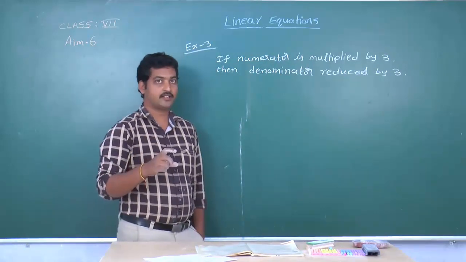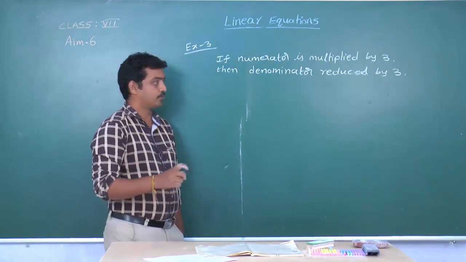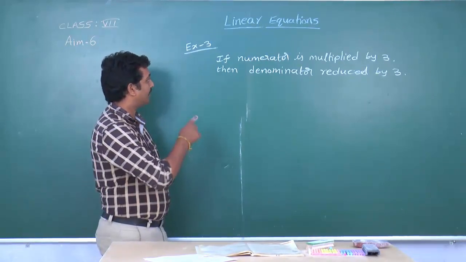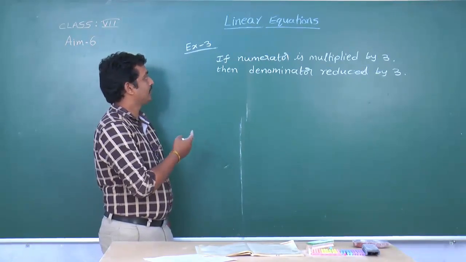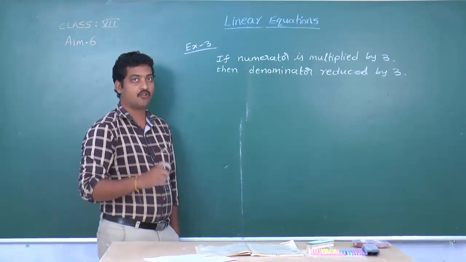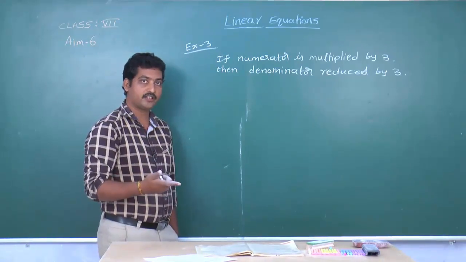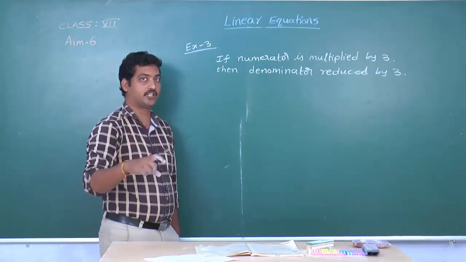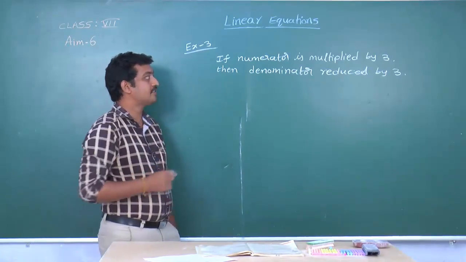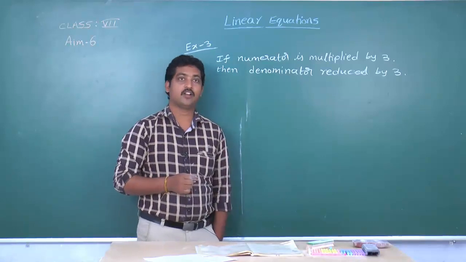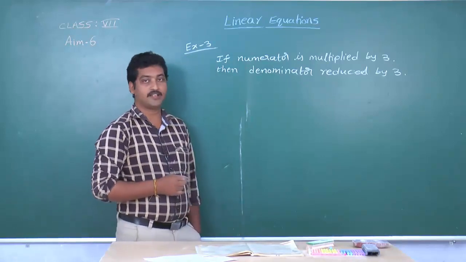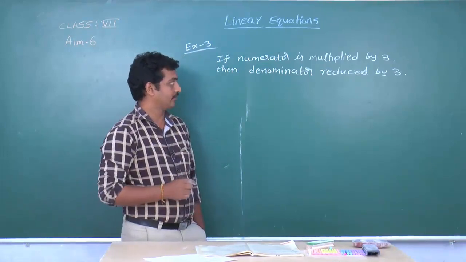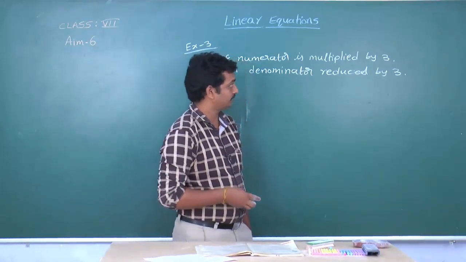One fraction is there. In that fraction, we have numerator and denominator. And one condition is given there. That fraction we don't know. That is the unknown. Finding of numerator and denominator, those two are the unknowns to get that fraction. If numerator is multiplied by 3, then denominator reduced by 3. To find it, this is the relation. And one more relation is also there.